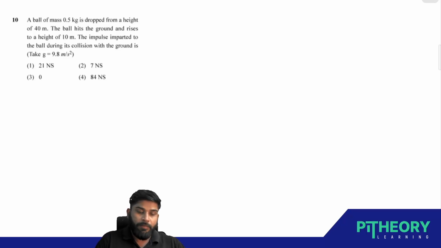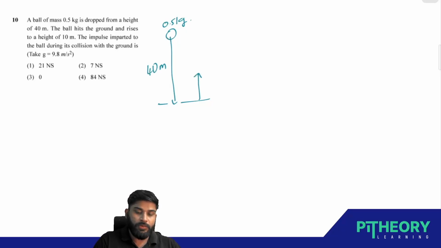Here we have a ball of mass 0.5 kg, dropped from a height of 40 meter. Its initial velocity is zero, free fall we are considering, so it falls through a distance of 40 meter. The ball hits the ground and rises to just 10 meter only. So it is an inelastic collision, it will lose some energy there. What is the impulse imparted?